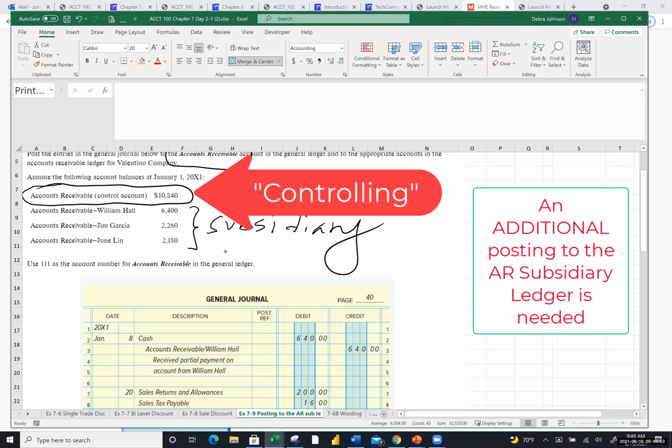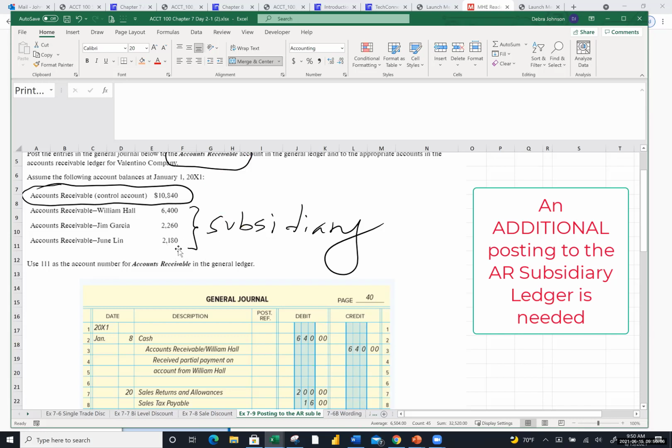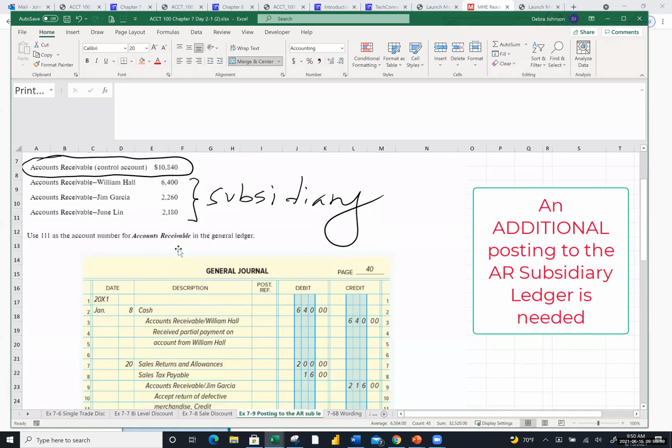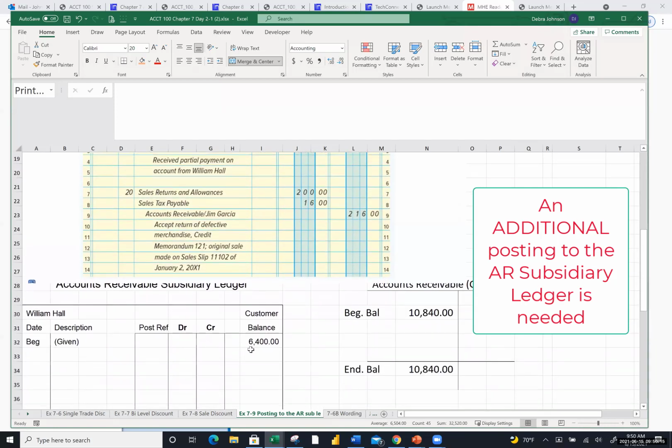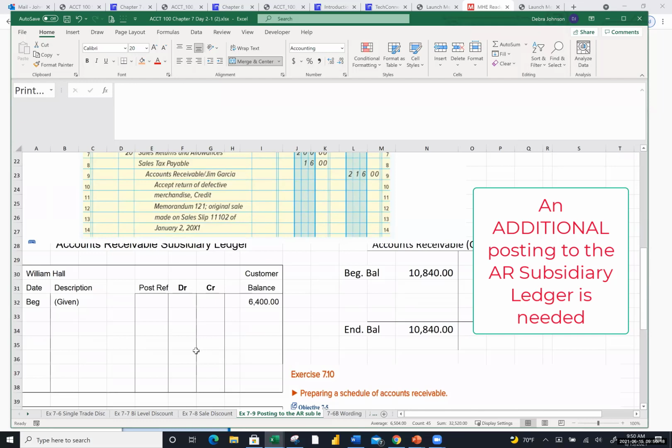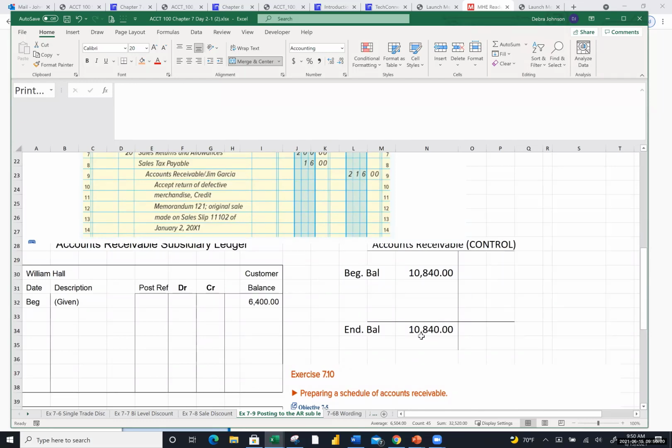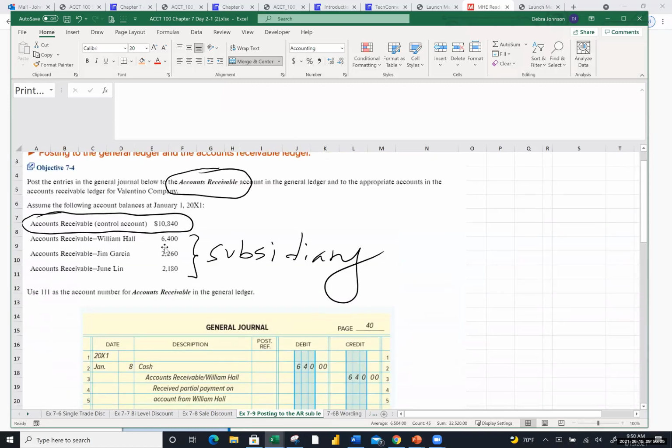And so anytime we touch accounts receivable, we got to go update 2 things: the controlling account as well as the customer's card or the customer's accounts receivable subsidiary ledger. So I started this off for us. They gave us this yellow part in the book. And then what I did is I created some subsidiary ledgers and this controlling total up here. And what you see that I've done is I've entered these balances in there.